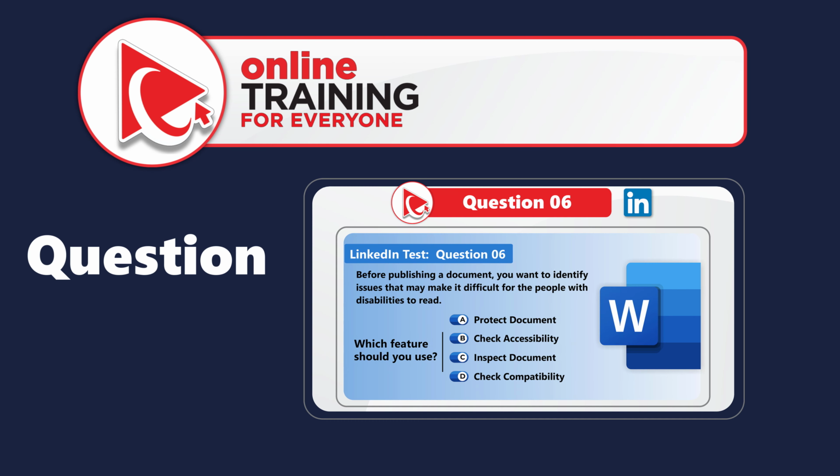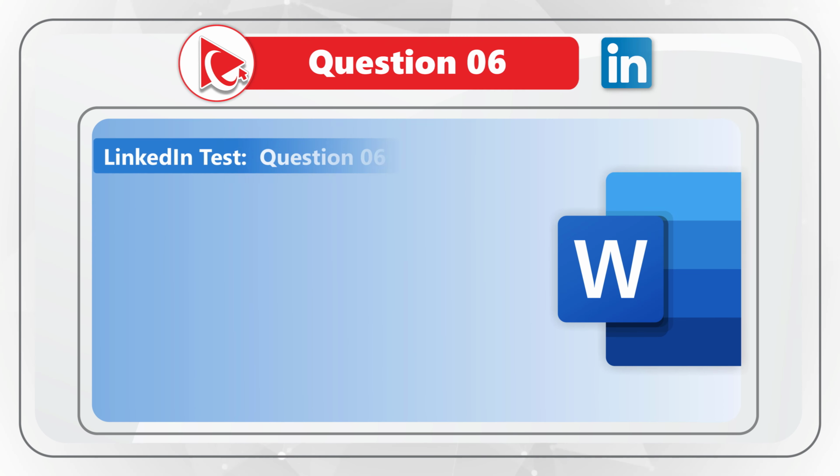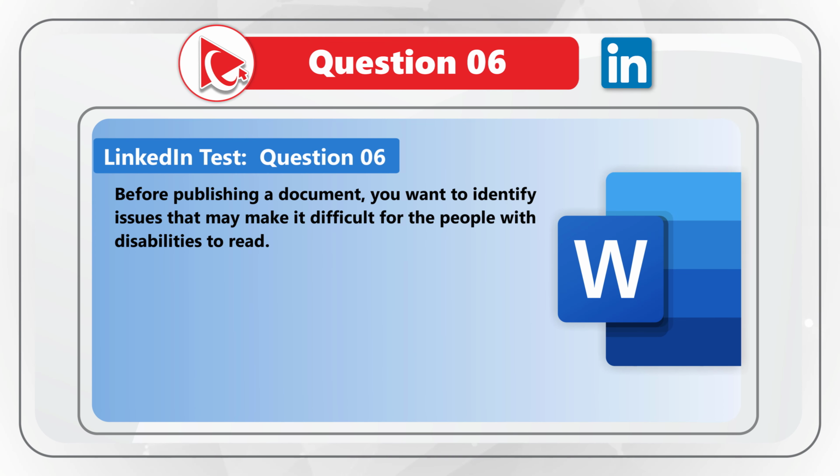In question 6, you need to identify the feature to help people with disabilities. Here's the question. Before publishing a document, you want to identify issues that may make it difficult for people with disabilities to read. Which feature should you use? And obviously you have 4 different choices.